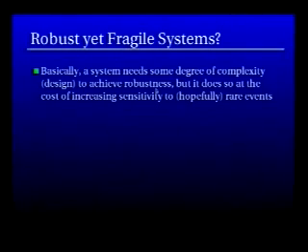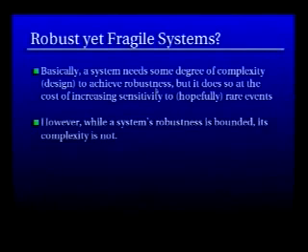The basic thing here is that if you distill all these results down, what it says is that a system is going to need some degree of complexity, and complexity here means design, really. Design is a measure of complexity to achieve robustness, but it's going to do so at the cost of increasing sensitivity to what are hopefully rare events. So what you see is if you get on the wrong side of this, you see cascading catastrophic failures, and we see those all the time in networking, unfortunately. Or fortunately.